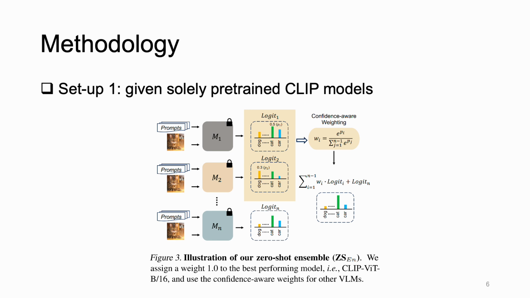For example, here is 1.0 to the highest performing model, and then for the other models we can leverage our confidence aware weighting. So in this way the performance can be further improved.